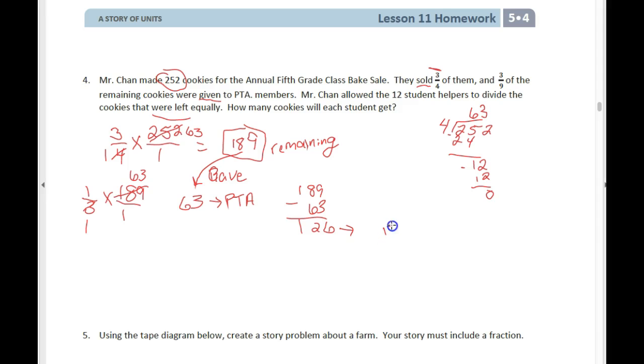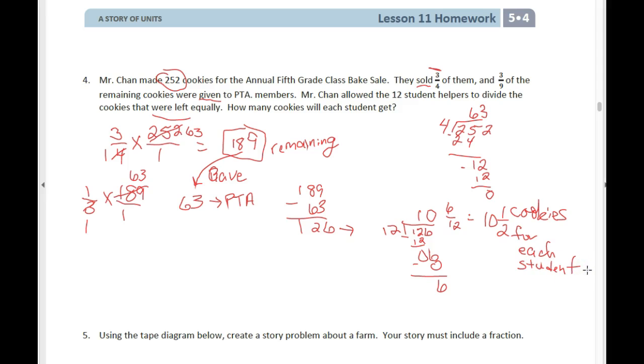So then if we have to figure that part out, 12 goes into 126. 12 goes into 12 once. Nothing left over. Drop your 6. Can't fit 12 into 6. And it goes in 0 times then. Here's your 0. Find the difference is 6. 6/12, which is also 1/2. So 10 and 1/2 cookies for each student.